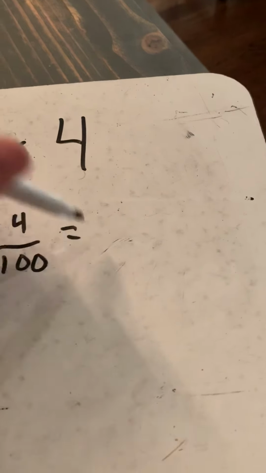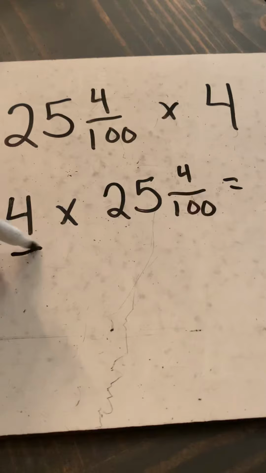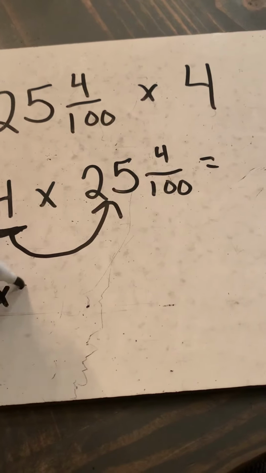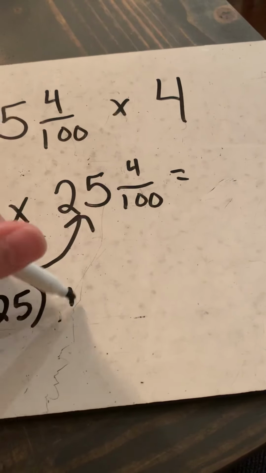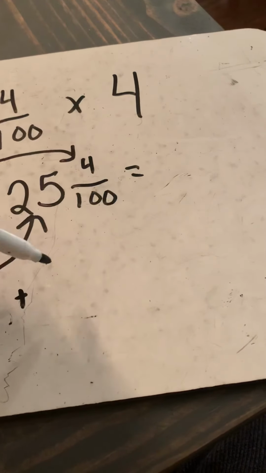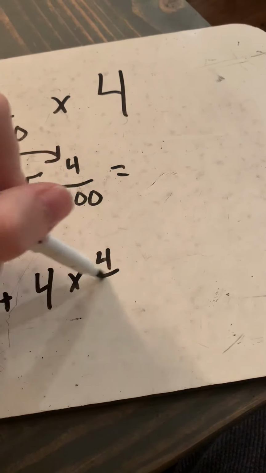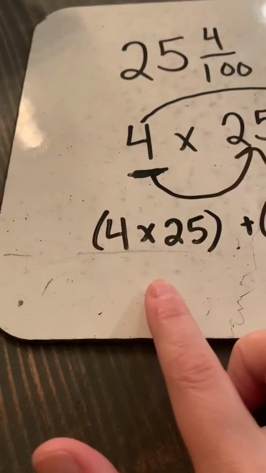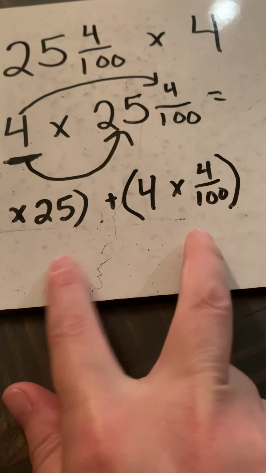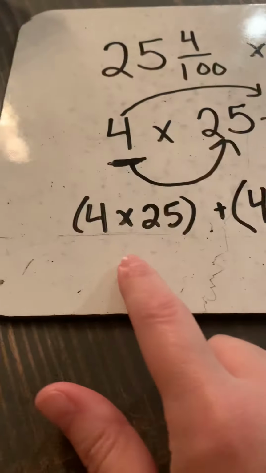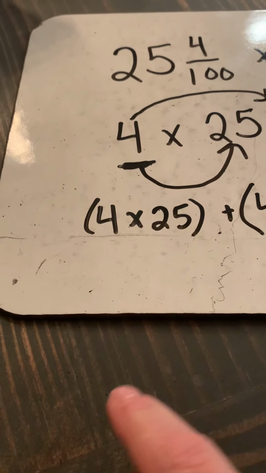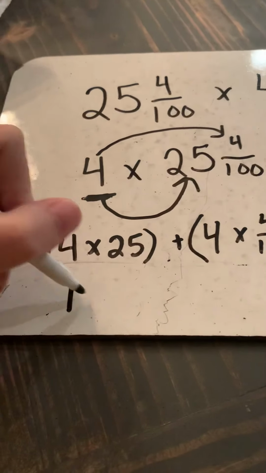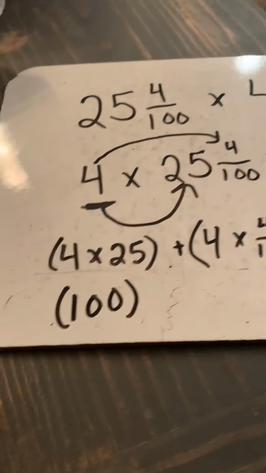So now I'm going to be distributing, passing out the whole number. I'm going to distribute it to the 25, 4 times 25. And then I'm going to also distribute it to the fraction, 4 times 4/100ths. Okay, now I'm going to solve my 2 multiplication problems. I'm going to get them and add them together to get my final product. 4 times 25, well, that's the same as 25 plus 25 plus 25 plus 25. It's like 4 quarters, right? 4 quarters is $1. $1 is worth 100 cents. So I know that 4 times 25 is 100.